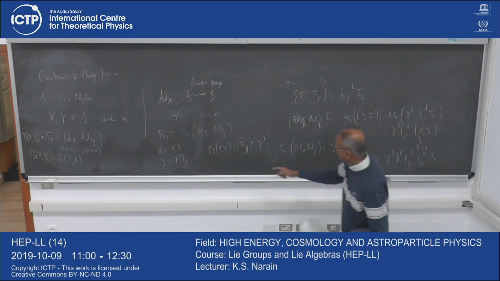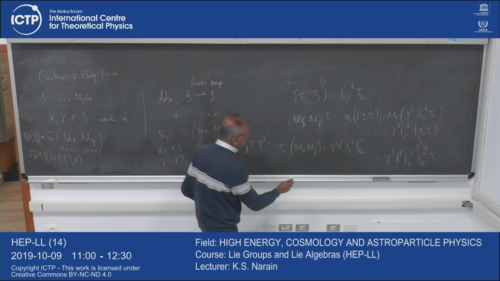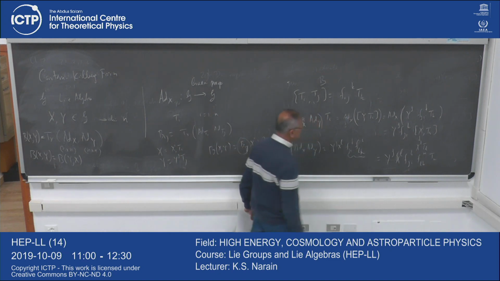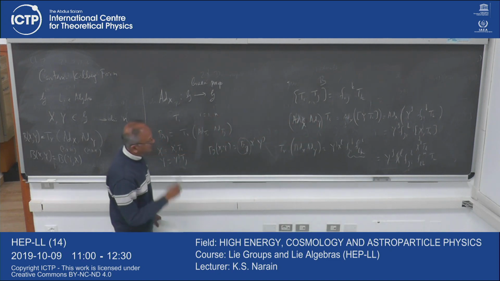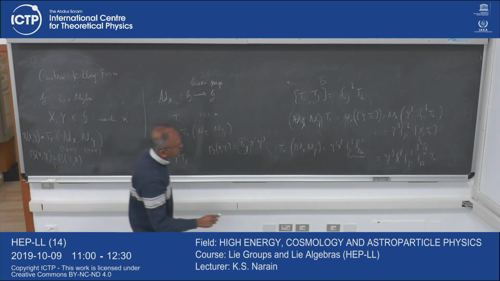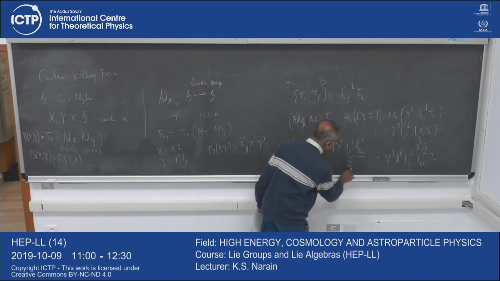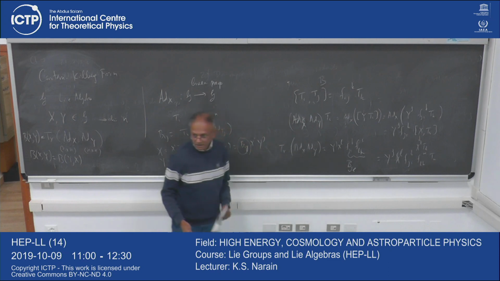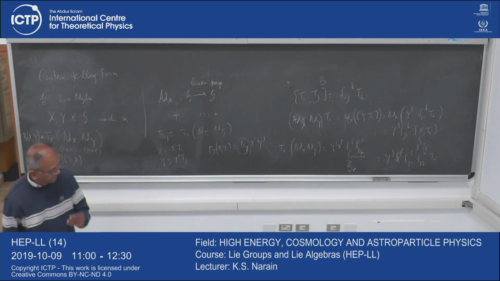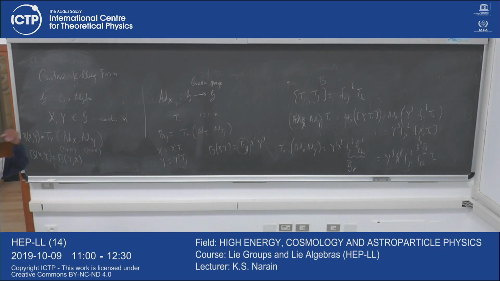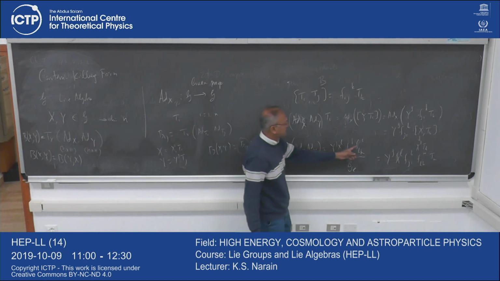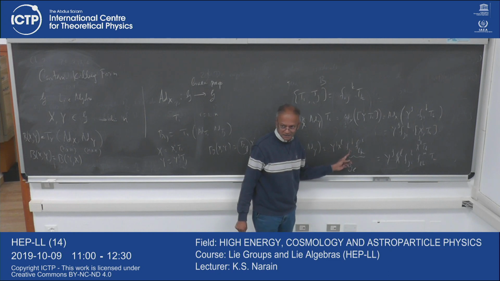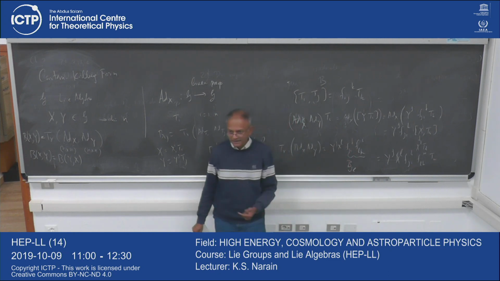So therefore, by comparing this with this, you see that this is nothing else but B_jl, in this notation, which is simply quadratic in f, the structure constants. So that gives you immediately the metric.